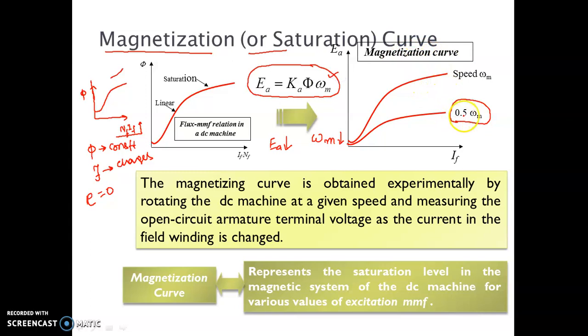As soon as you are decreasing the speed, suppose your speed is here 0.75 omega m, then the voltage will be like this. And if the speed further decreases, it will go lower. If you decrease the speed to 0, EA will be 0. The magnetization curve is obtained experimentally by rotating the DC machine at a given speed and measuring the open circuit armature terminal voltage as the current in the field winding is changed.